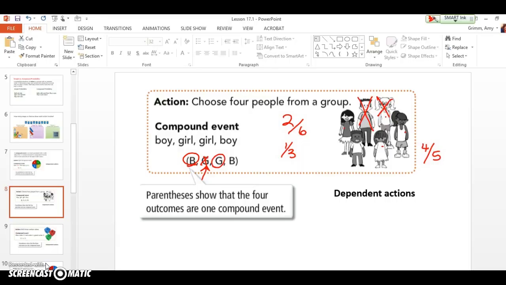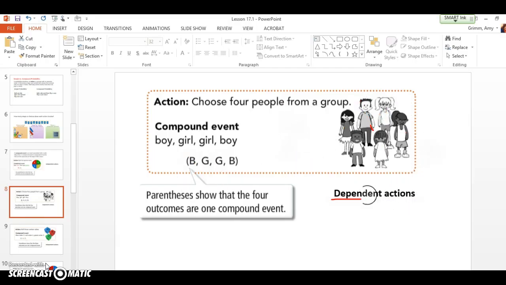Okay, do you see how the probability is changing? That everything I do is dependent on the one that was picked before? Okay? That is what is called dependent actions. I can't pick that same boy again because he's now out of the group. I have a smaller group to choose from. And every time, do you see how that's different than the spinner? The spinner I can get red every single time. I can't pick that same boy every time because now he's been picked out of the group. That's a dependent action. Okay.